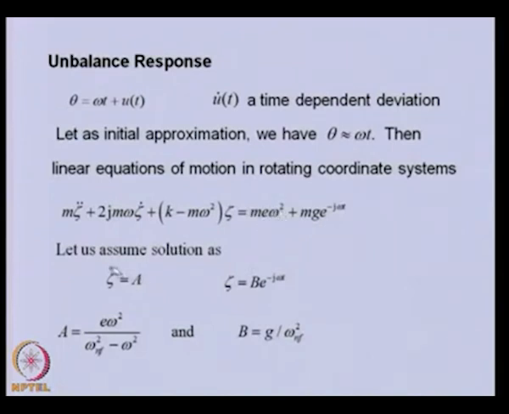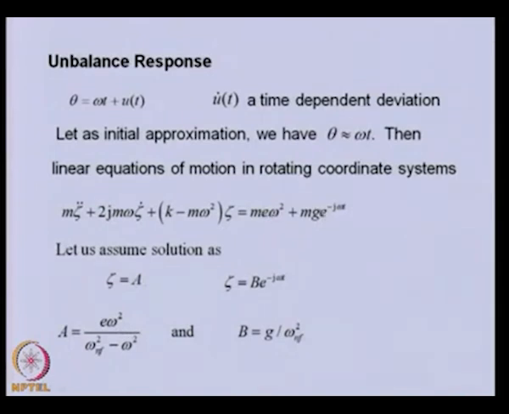So, the first solution corresponds to this constant term. Let us say zeta is equal to a constant term, a, which we need to obtain. If we substitute this in this equation of motion, not considering this one, we will see that this term will be 0 because it is a constant, and this will be 0. So, this will give a equal to this divided by this quantity, so e omega square divided by this quantity. This will be the a corresponding to this. This is the amplitude of the solution corresponding to this constant term.